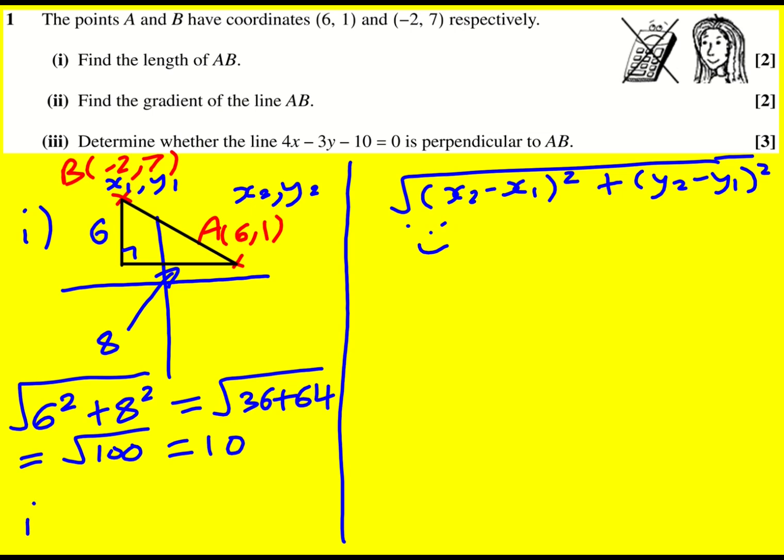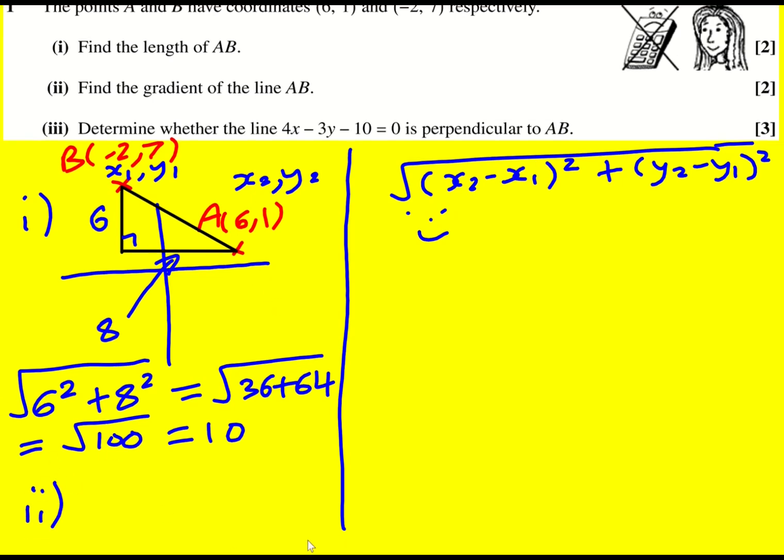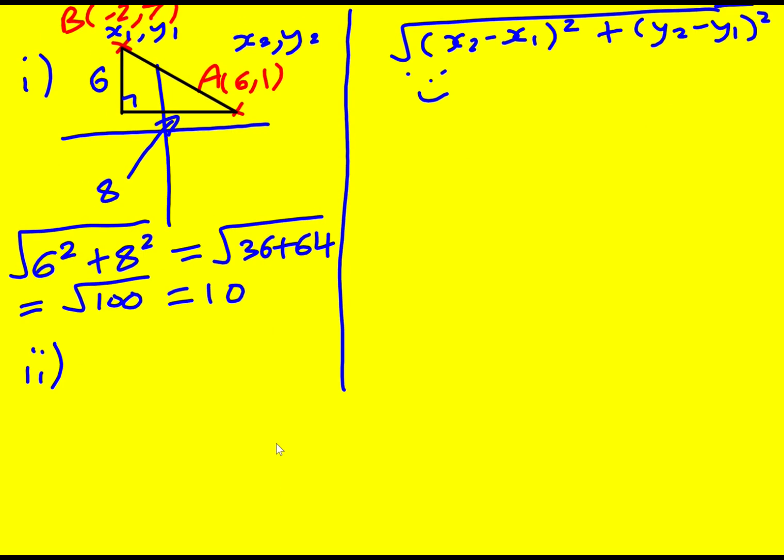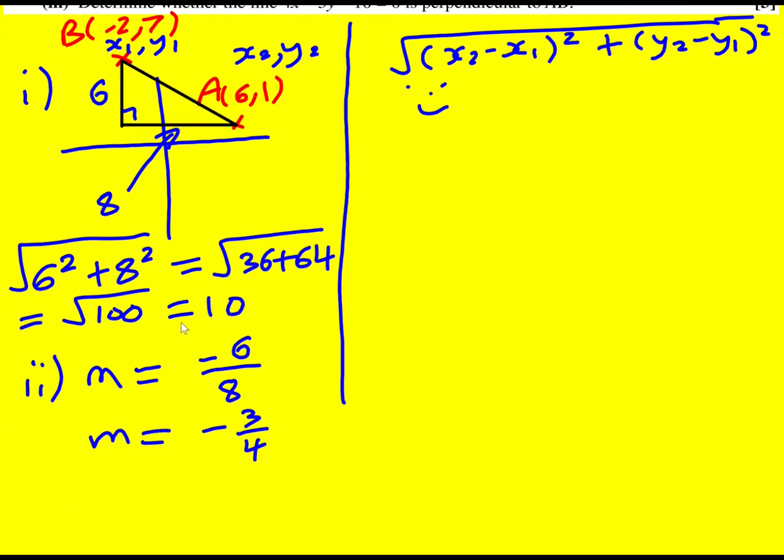Part 2, diagram method. Well, I can see actually that the rise is minus 6 and the run is 8. And therefore, I just get minus 3 over 4. And that's my answer. Let me actually just make it clear that these are my answers.